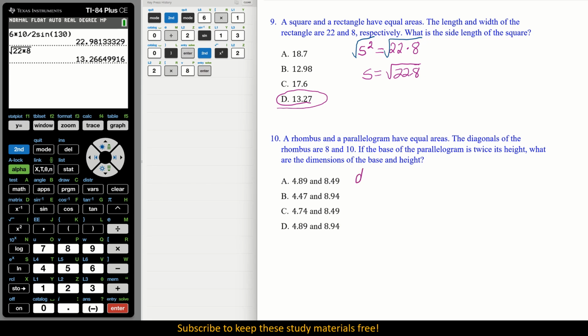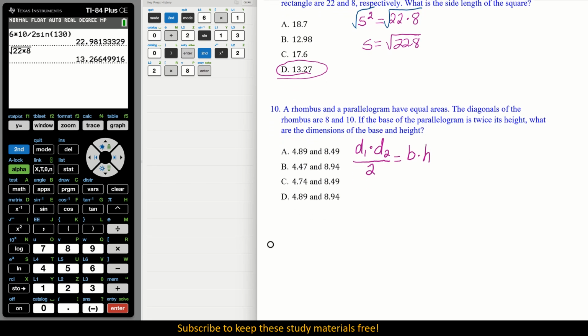We just put equal to each other, and then we'll just go with what it says. Okay, so we have D1 times D2, divide that by 2, and that is equal to base times height. So that gives us 8 times 10 over 2. And that is equal to, now they're saying the base is 2 times the height. So that gives us 2h times h.